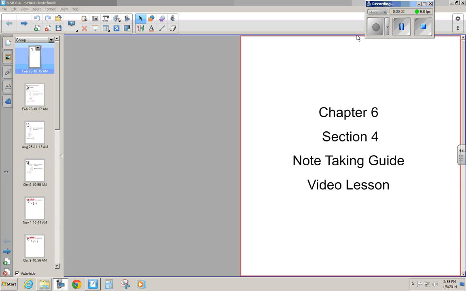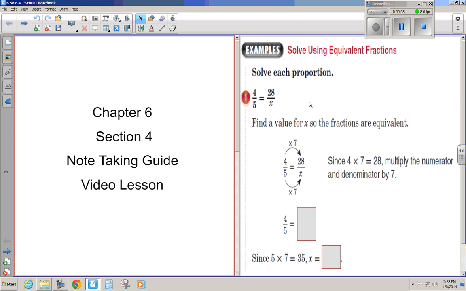Welcome to Chapter 6, Section 4, Algebra, Solving Proportions. Alright, to start off here, solve using equivalent fractions. Solve each proportion. There are many ways of solving proportions, and you've probably learned some already. But we're going to look at all the different ways.